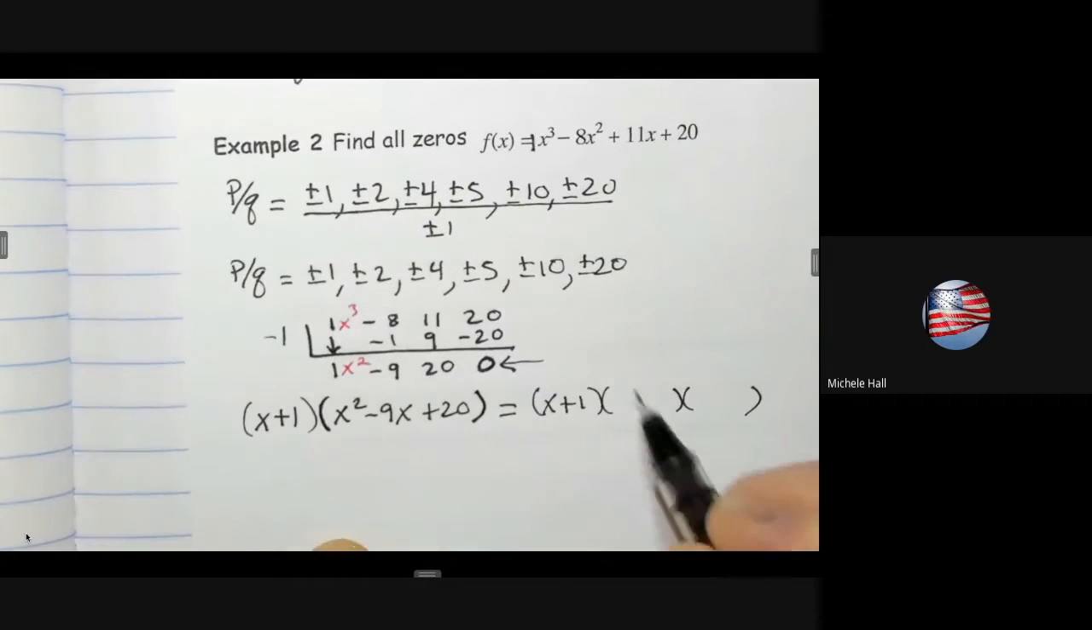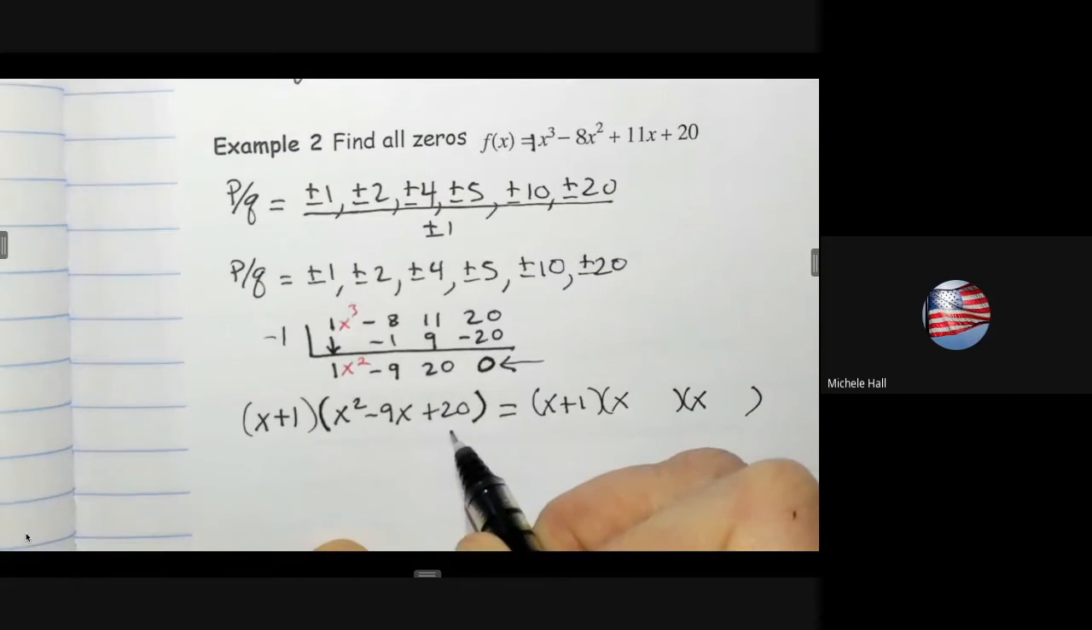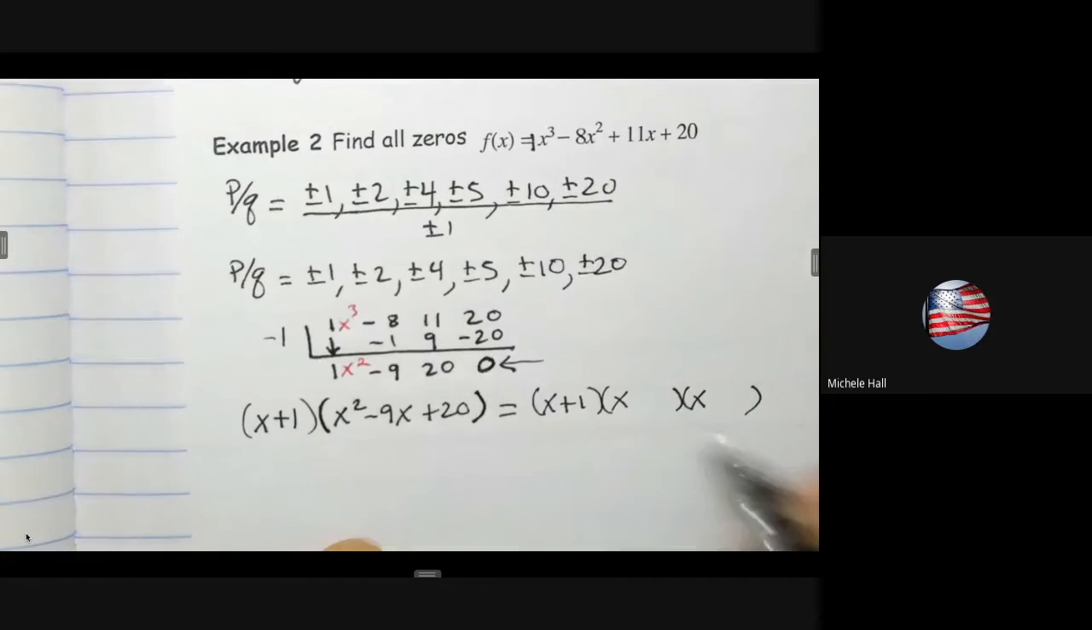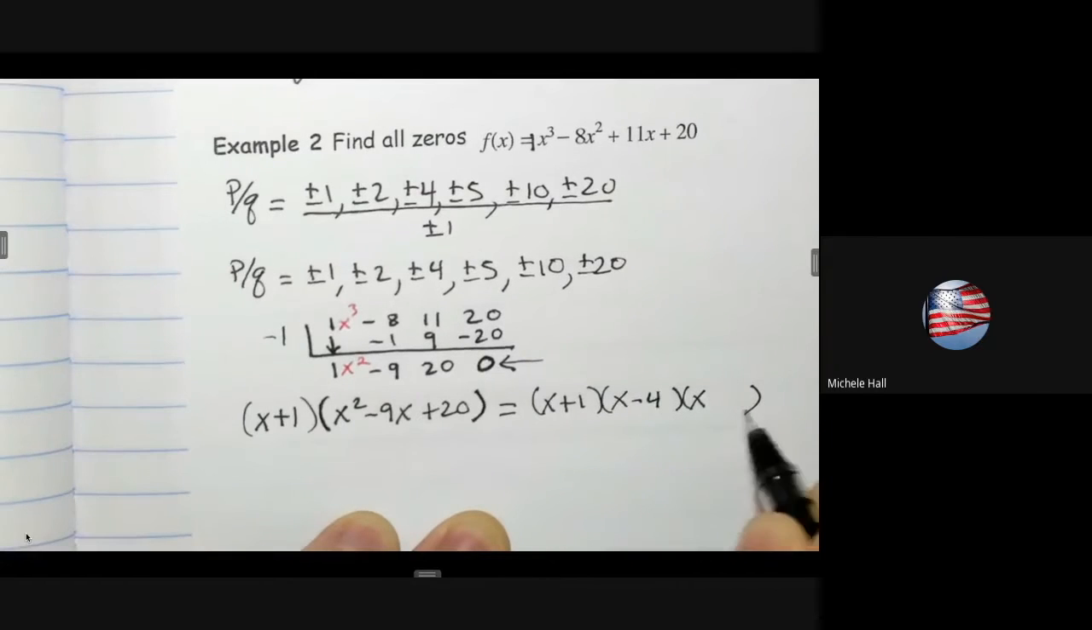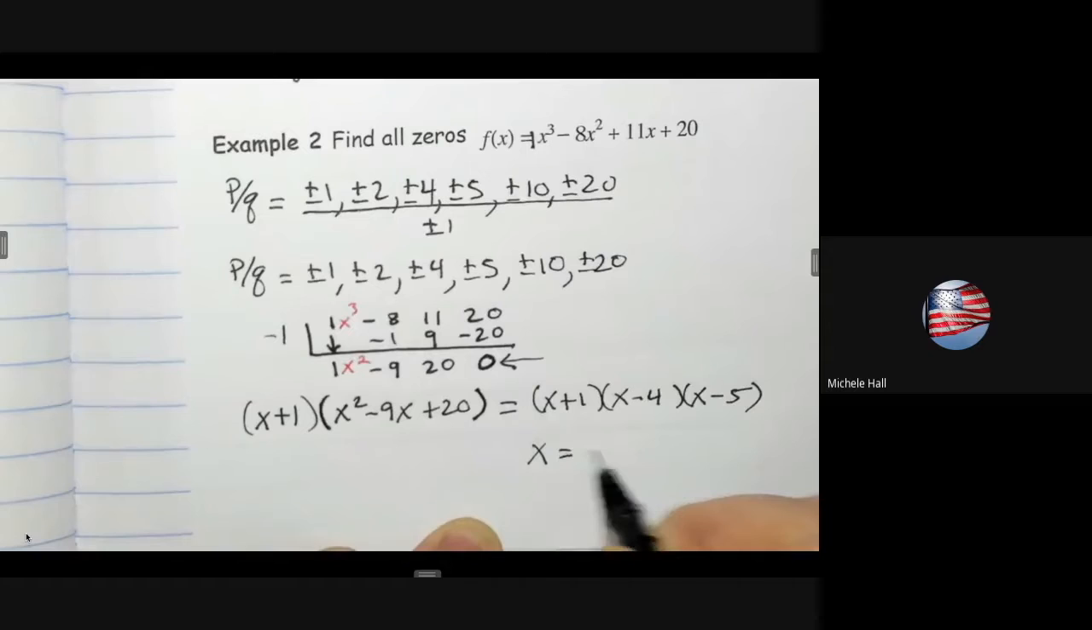X times x is x squared. Factors of 20 that are going to add to 9. That would be negative 4 and negative 5. Negative 5 adds to negative 9, and negative 4 times negative 5 is positive 20. And then you solve. You get x equals negative 1, 4, and 5.